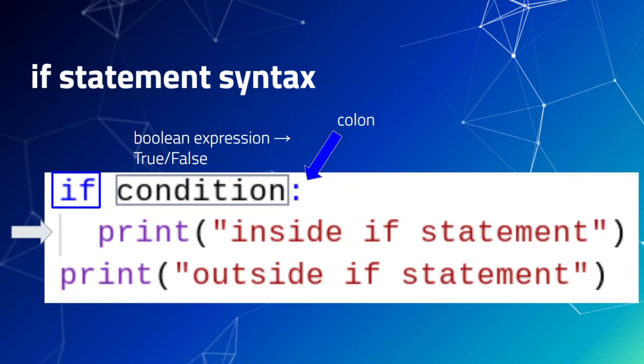Once we write the first line and press enter, Python will automatically make an indent. And whatever is inside this indent will be executed if the condition evaluates to true. So if the condition were true, then inside if statement would be printed. If it were false, then whatever is inside the indentation would be skipped, and we'd go back to regular indentation. Once we go back to normal indenting, we are not in the if statement, so outside if statement will be printed no matter what. If this is true, both of these will be printed, but if this is false, only this will be printed.